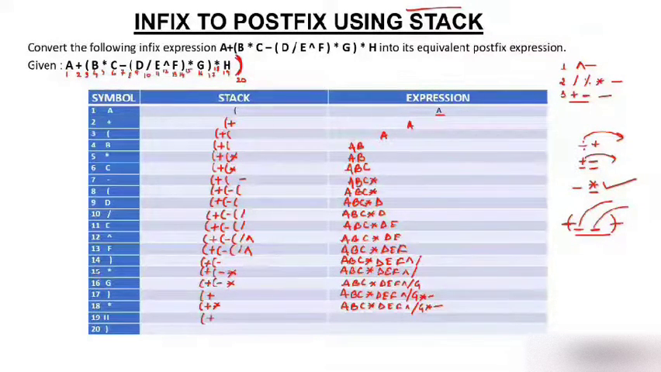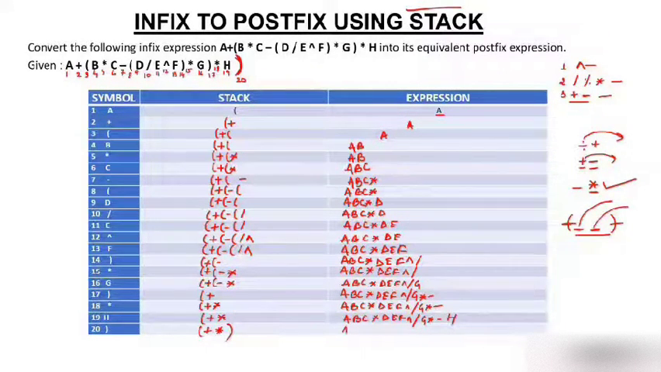What is H? It is an operand. Operand will come to the expression. So A, B, C multiply D, E, F, power divide G multiply minus, and H will come here. And at last what you are getting? You are getting a closing bracket. Fine. So what will happen?